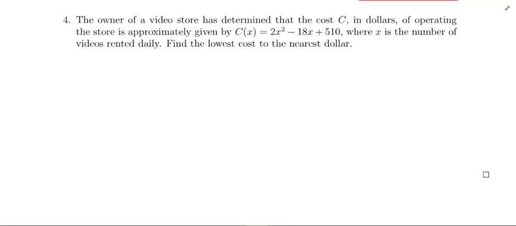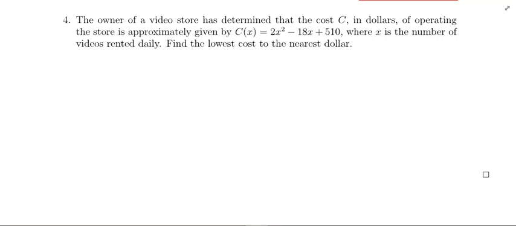Example 4. The owner of a video store has determined that the cost C in dollars of operating the store is approximately given by C of x is equal to 2x squared minus 18x plus 510, where x is the number of videos rented daily. Find the lowest cost to the nearest dollar.